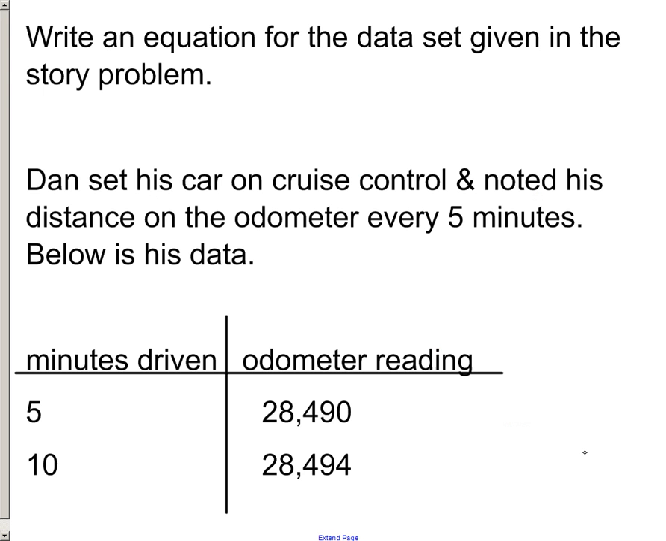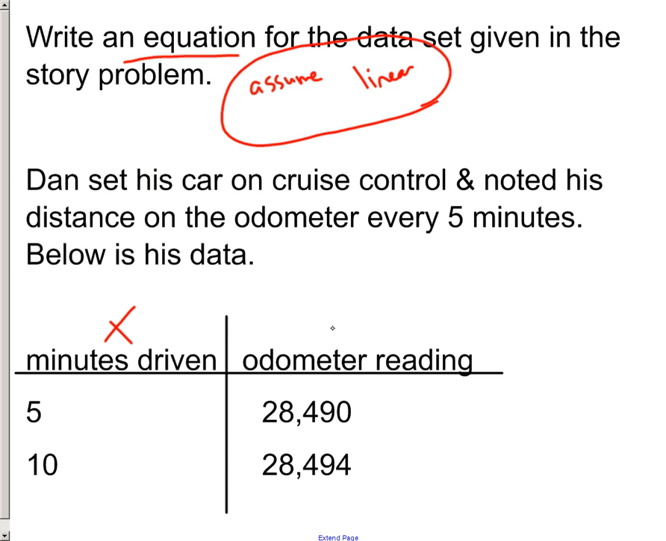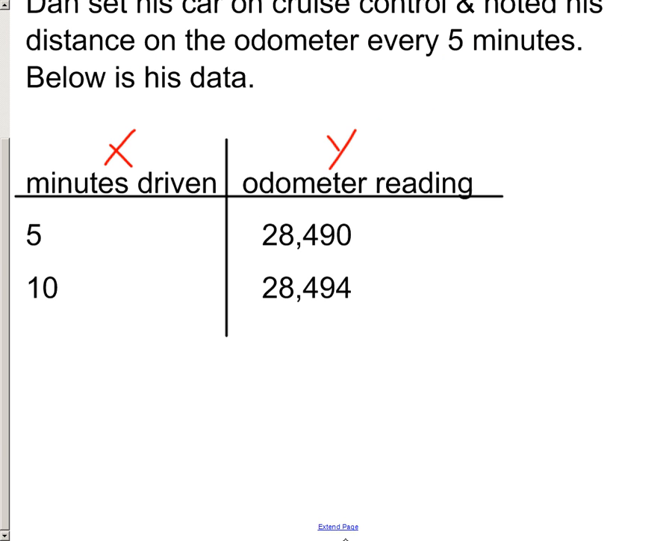Let's go take a look at another scenario here. It says, write an equation for the data set given in the story problem. We're going to assume it's linear, okay, for this linear equation chapter. Real world, you've got to prove that it's going to make a straight line, but we're going to assume that if you graph this data here, it would make a straight line. Dan set his car on cruise control and noted his distance on the odometer every 5 minutes. Below is his data, and we need to get an equation for the line that goes through this. Assume that the first column is x and the second column is y. Guess what we're going to do?